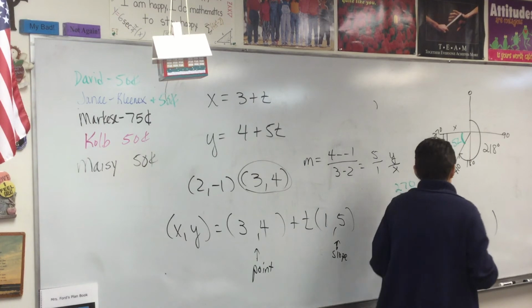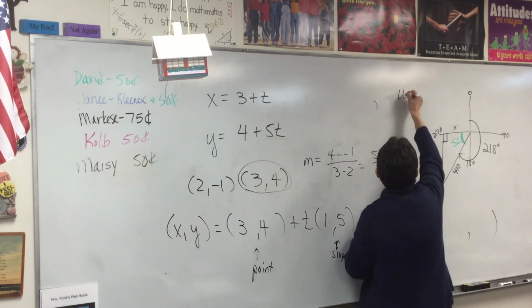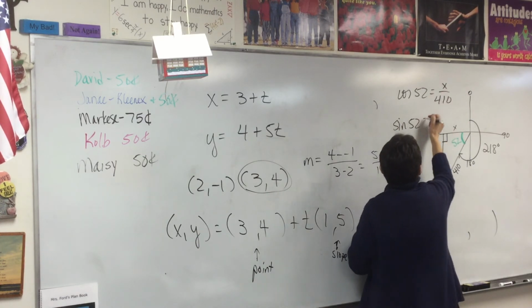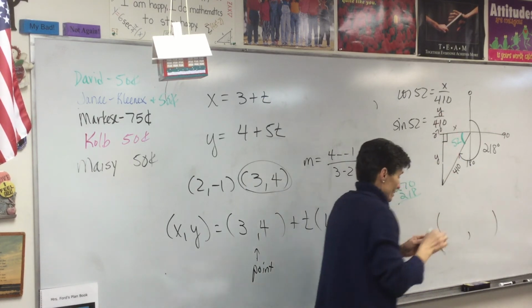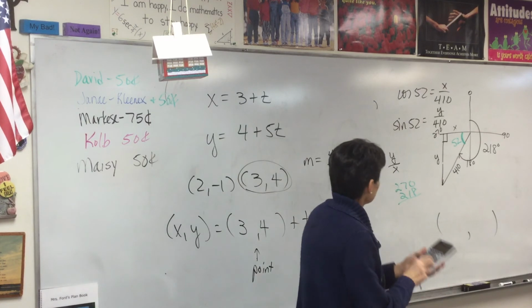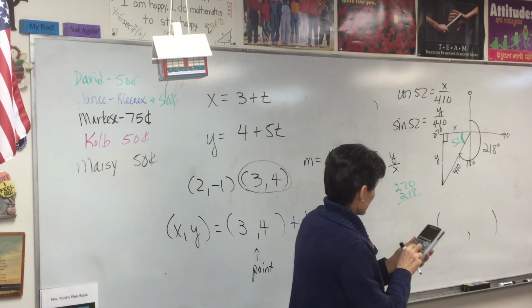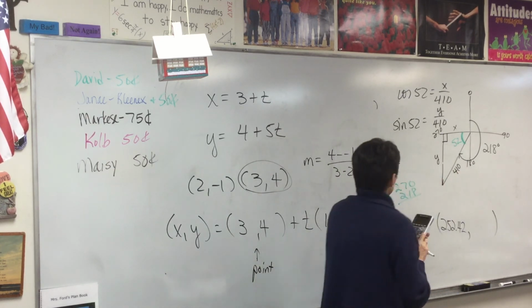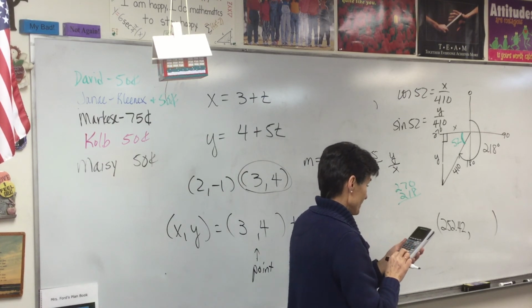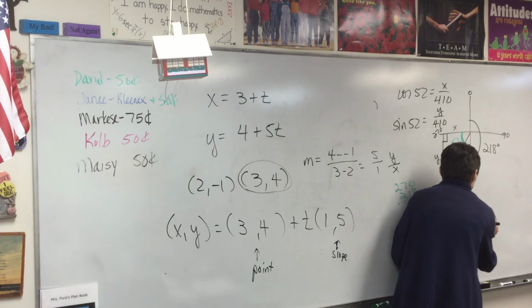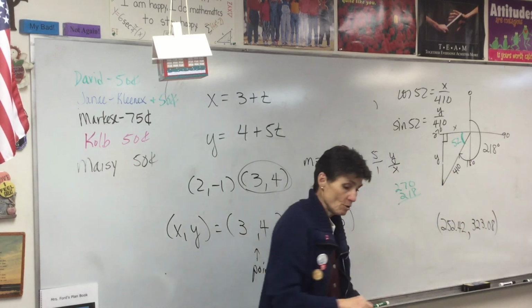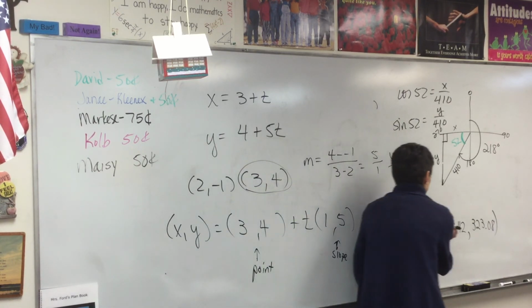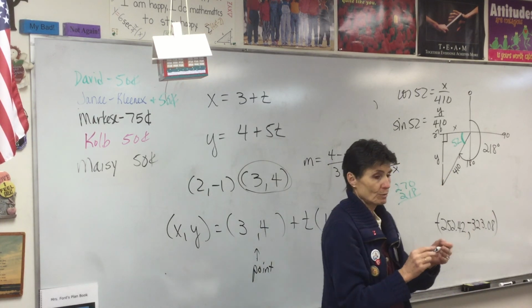So, what are my equations? Cosine 52 equals x over 410. Sine 52 equals y over 410. Let's get it done so you can all run off to wherever you go. 410 cosine 52: 252.42. And 410 sine 52: 323.08. And before I close the page and walk out of the room, I'm going to stop. Both negative, because I am in quadrant 3.